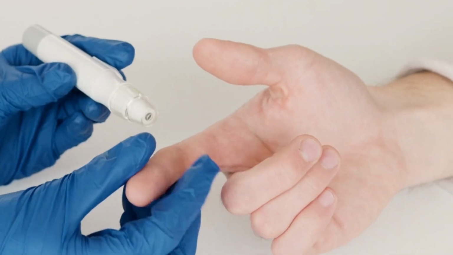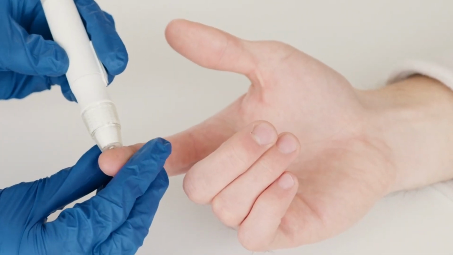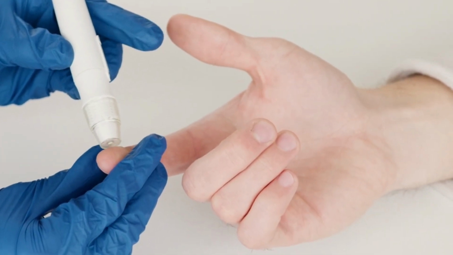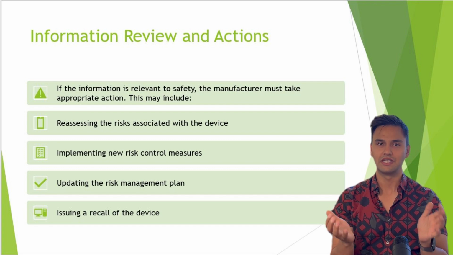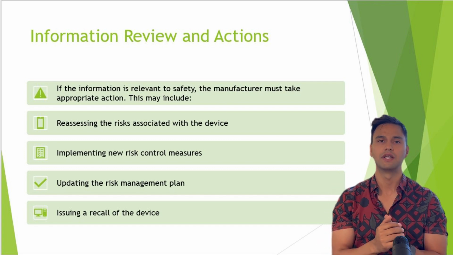For example, a company that manufactures blood glucose meters looks at a new study that identifies a potential safety issue associated with their device. This information would need to be reviewed, and make sure that whatever new information they find, either the company has it or they'll put it in their database, right? And the manufacturer, or your company, must review the collected information to determine if it's relevant to safety, like I talked about. If the information is relevant to the safety of the patient, then you must take appropriate actions, right?